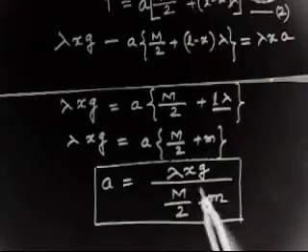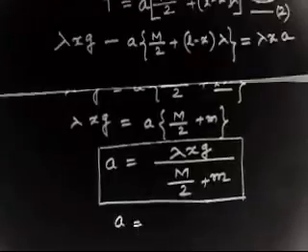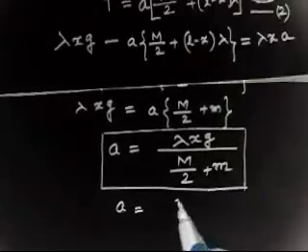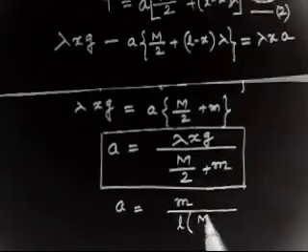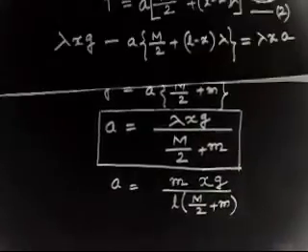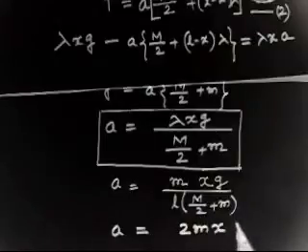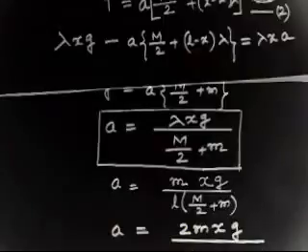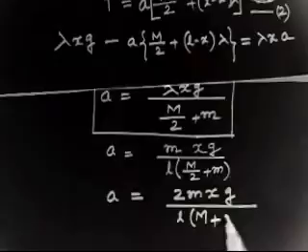If you want, you can replace lambda by m by L. So lambda is nothing but m by L, so I can also write the answer in terms of m by L. So this is m by L, m by 2 plus m into x into z. You can write the answer in terms of this, or you can modify it more if you want the answer in book form. So you will have 2m xz divided by L m plus 2m. Are you getting or not?